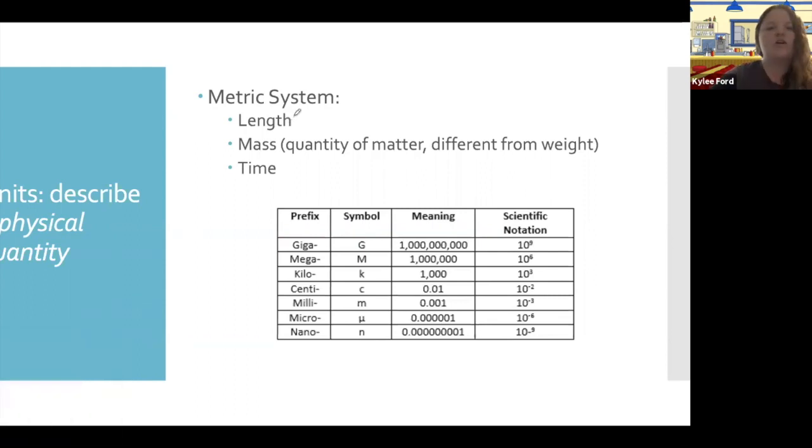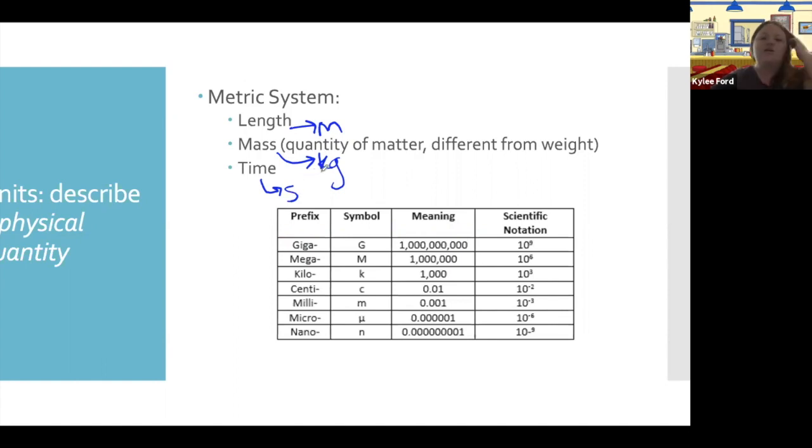Okay, so in our metric system, we typically look at length in meters. And we will be looking at our mass, which is not the same as weight. Okay, and we'll talk about it a little bit later in the semester in a few lectures. But it is a quantity of matter, and we look at mass typically in kilograms. Okay, and with time, we typically look at it in seconds.